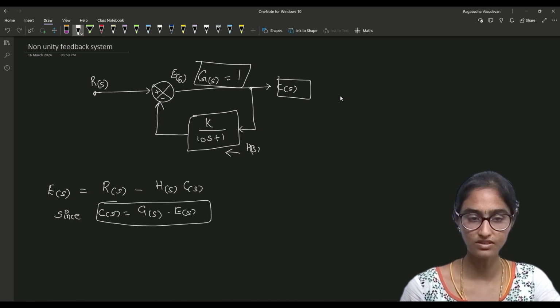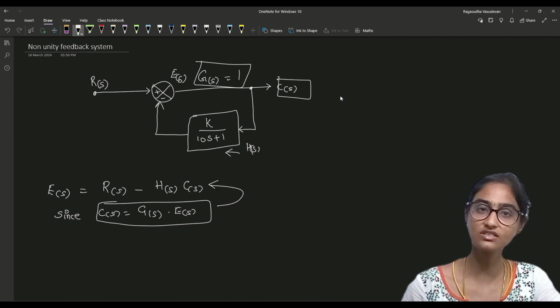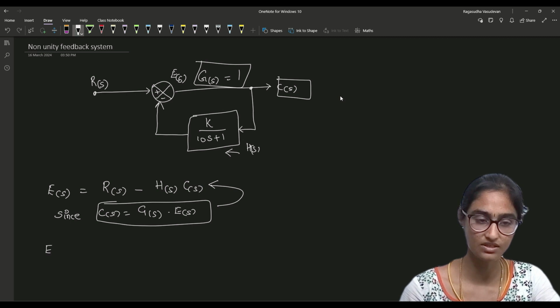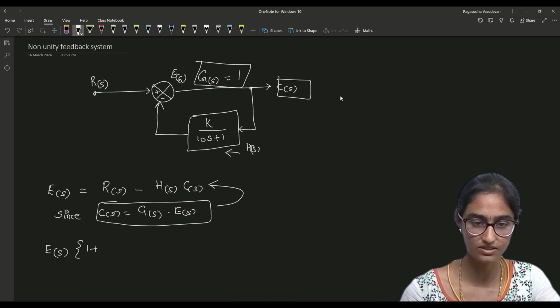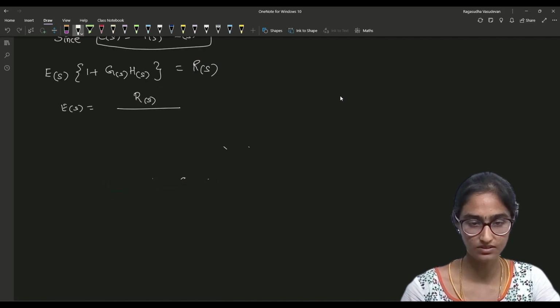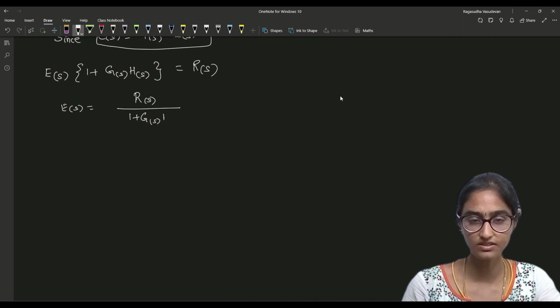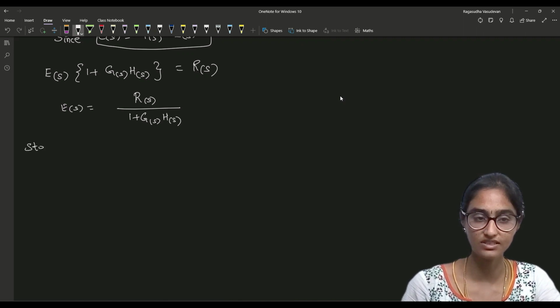we can substitute this in this equation. We saw all of these in the previous video, so that's the reason I'm just skipping the steps and directly writing this. So E of s into 1 plus G of s into H of s will be the value of R of s. What is E of s? It is the input R of s in the Laplace domain divided by 1 plus G of s into H of s.